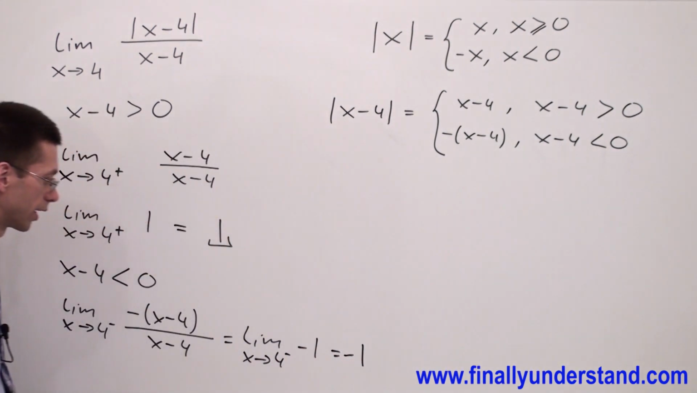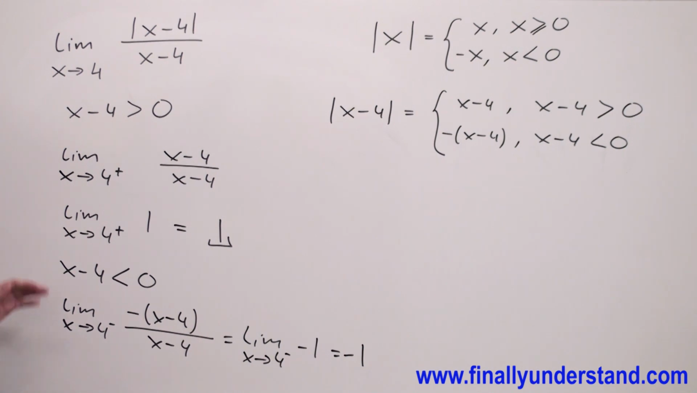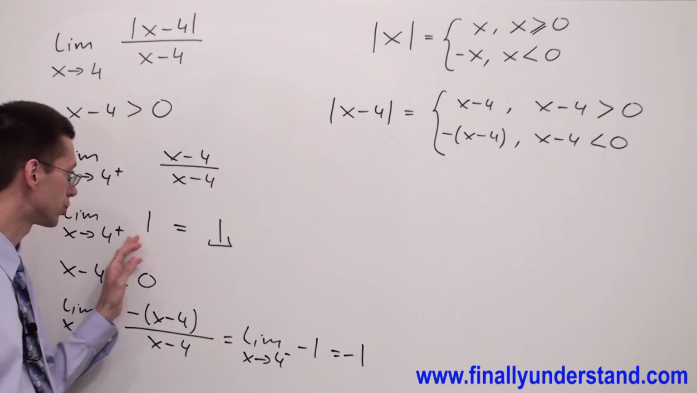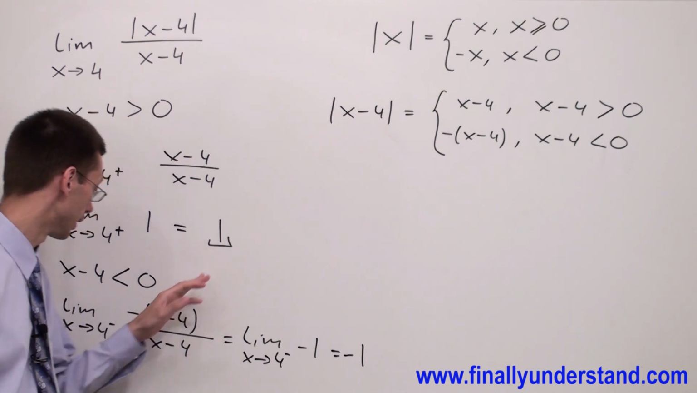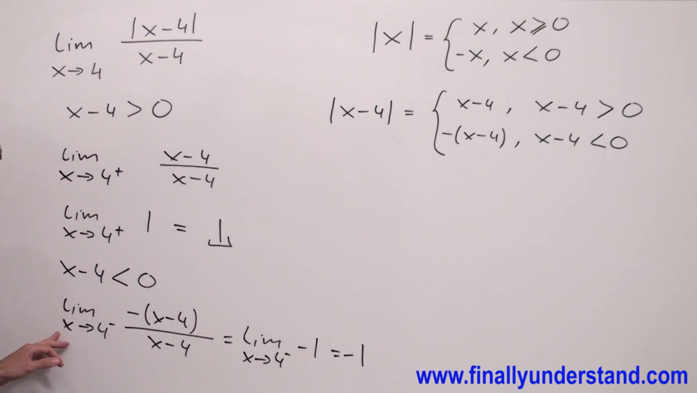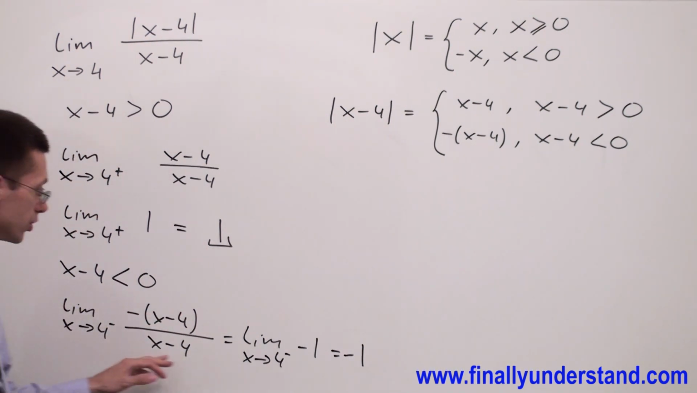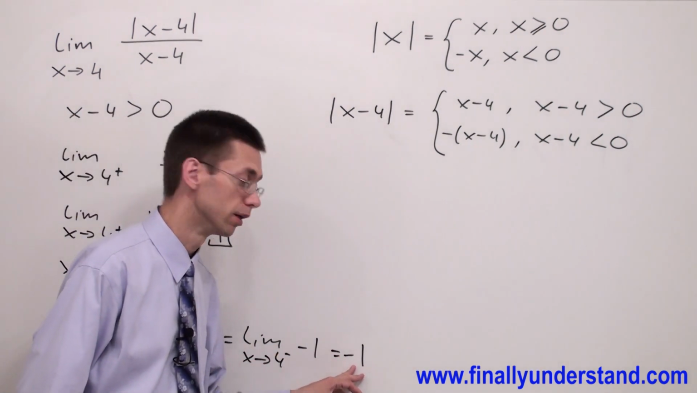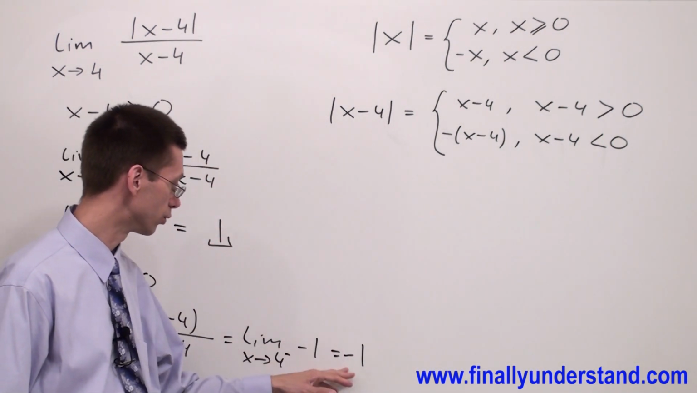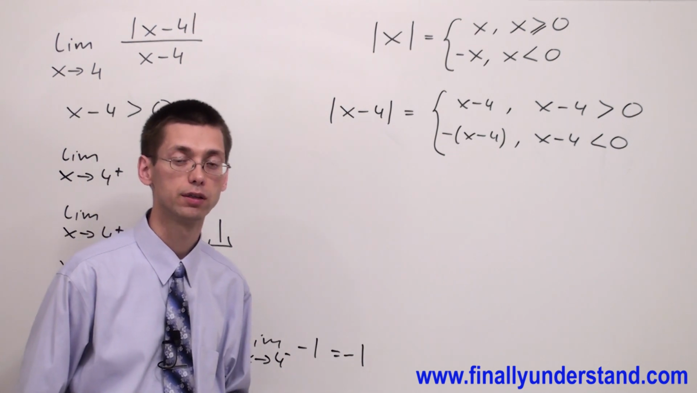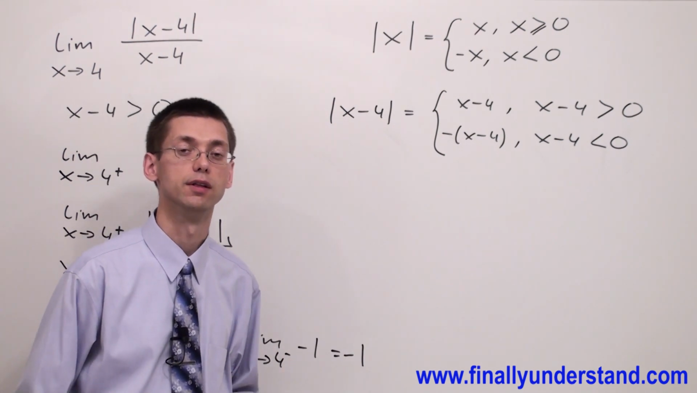Let's take a look at what we have obtained. The limit as x approaches 4 from the right side is equal to 1. And the limit as x approaches 4 from the left side is equal to negative 1. Because these two limits are different, the limit doesn't exist.